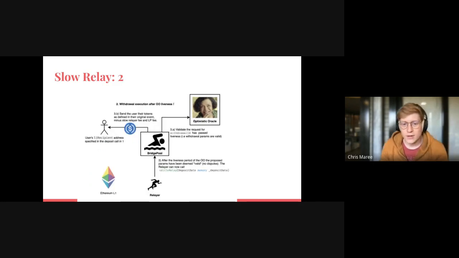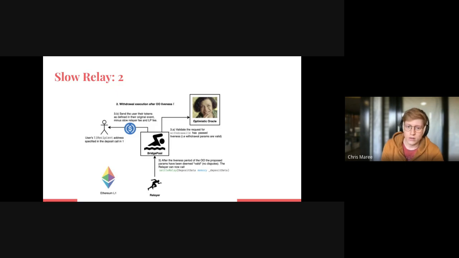You can go to the next slide. So this is what happens after liveness. After the optimistic oracle liveness, if the proposal that the relayer made was not disputed, that means the claim they made around the L2 state on L1 is true, and we can then finalize the payouts. So we call the settle relay method, and we feed in the deposit data, which is basically the stuff we looked at earlier in that method's parameters.